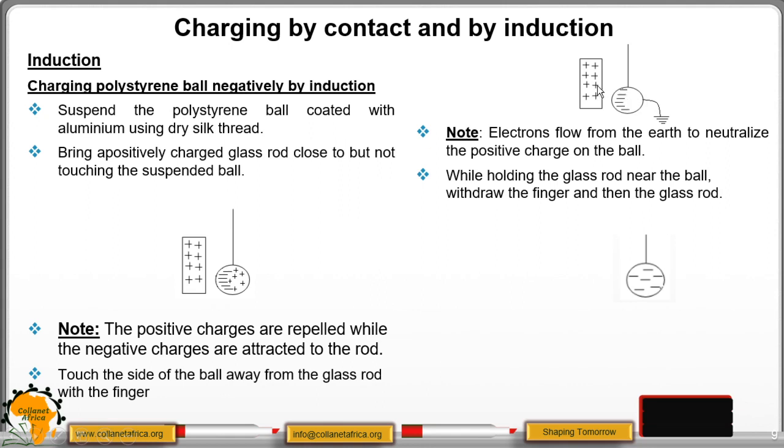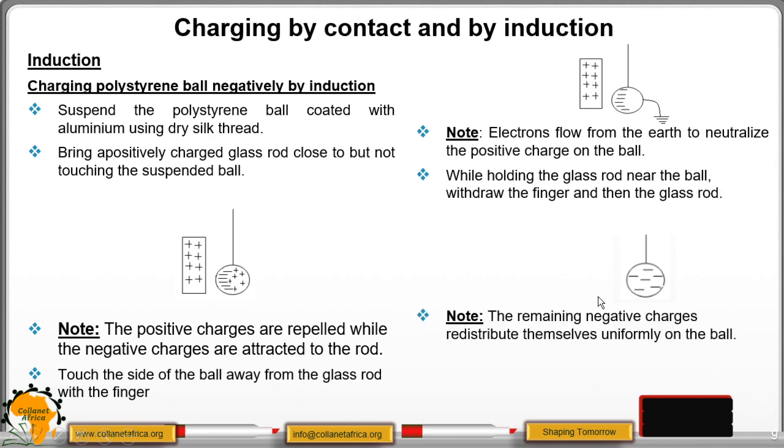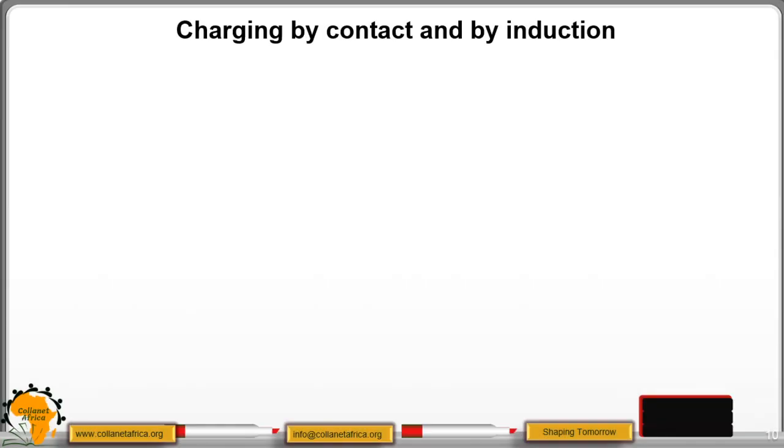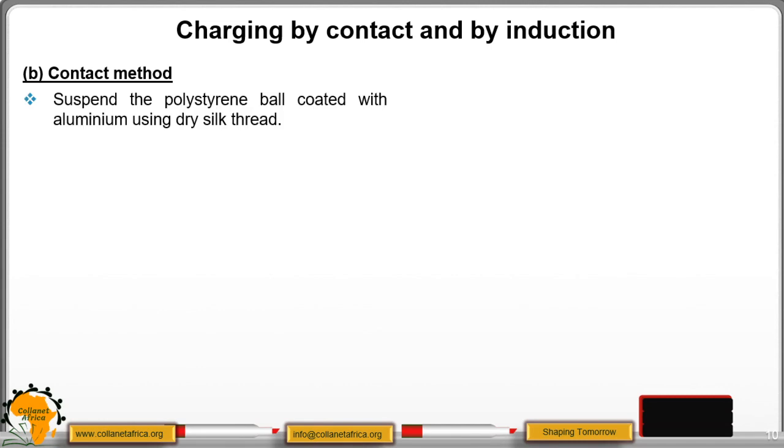When you remove this glass rod, the charges redistribute to your ball and the ball now becomes negatively charged. That way we say that the ball has been charged negatively by induction. Then we move to the second type of charging, that is by the contact method.